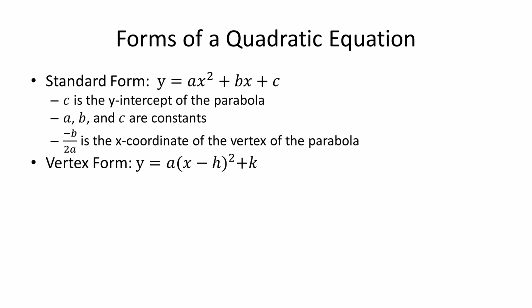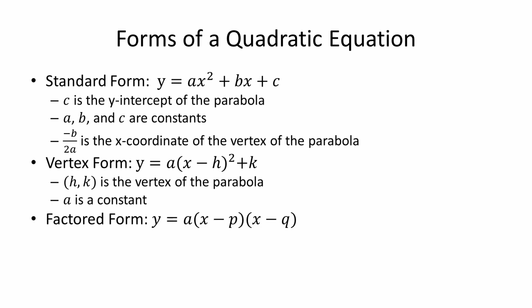The second form a quadratic equation can take is the vertex form, which is y equals a times (x minus h) squared plus k. (h, k) is the vertex of the parabola, and a is a constant.